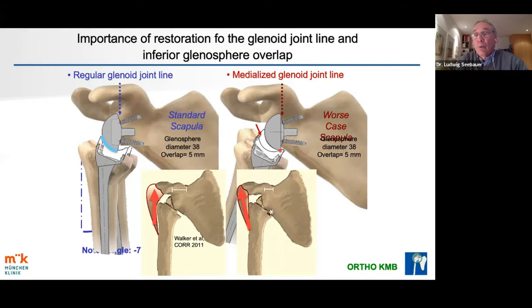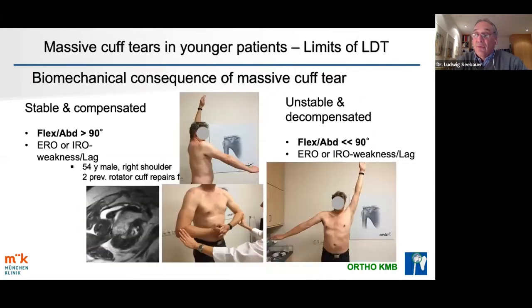This initial pull makes a flexion and abduction and a compression force. Therefore, to understand that is very important. Now coming to other indications like cuff tear arthropathy, that is a massive cuff tear in the younger patient. And then you have to distinguish between a stable, compensated shoulder or an unstable, decompensated shoulder.